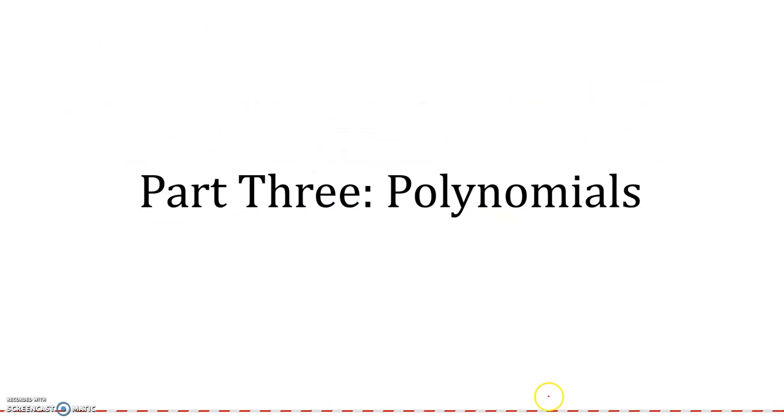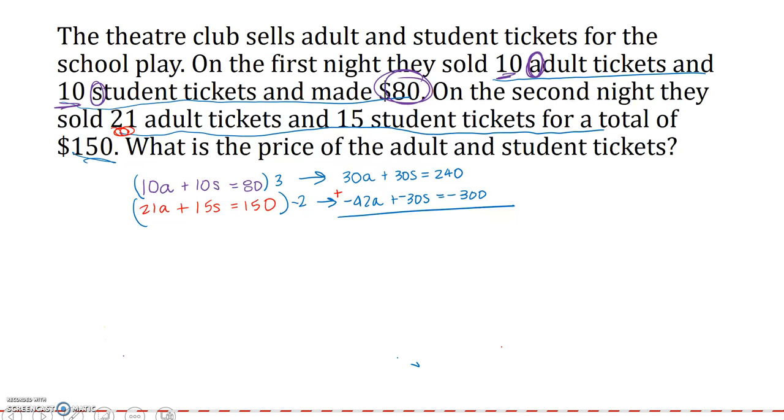So now I add the two equations together. 30 plus -42 gives me -12A. They cancel here because positive 30 plus -30 is 0. And then -300, and I add 240 onto that, so I end up with -60. Divide both sides by -12. So A equals 5. So the price of an adult ticket is $5.